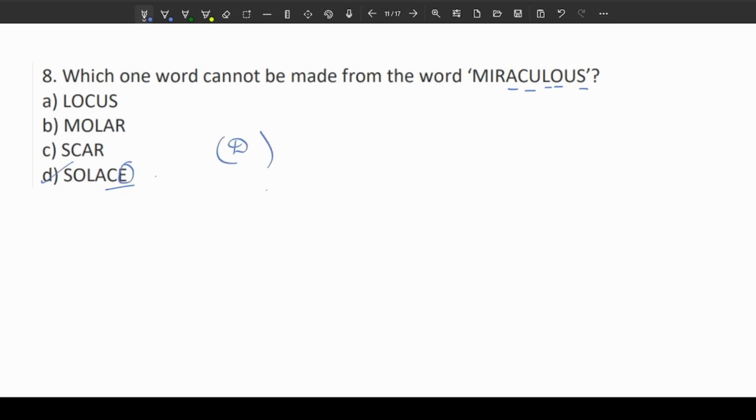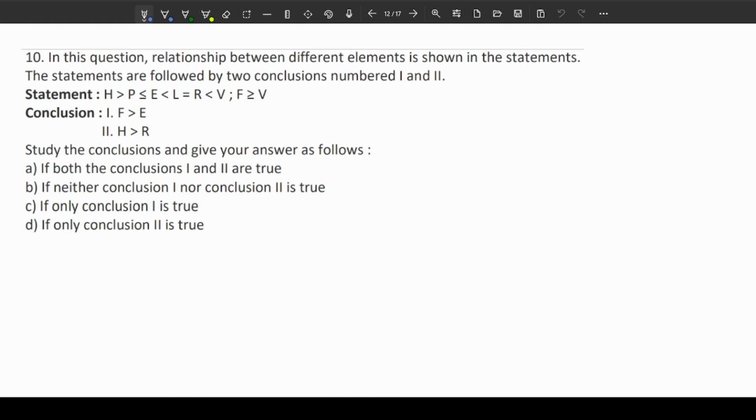Let's go into the next question. Okay, in this question, the relationship between different elements is shown in the statement, and statements are followed by two conclusions. We need to determine if the conclusions are true or not. Okay, so what I have done is I have combined both the statements. Like there is one here and the second one is here, right? I have just combined it into one statement.